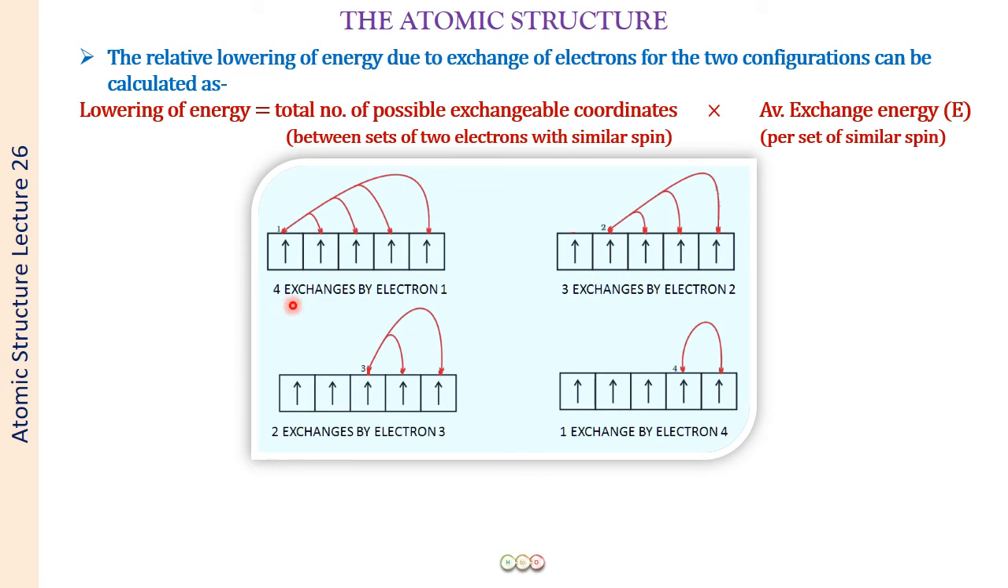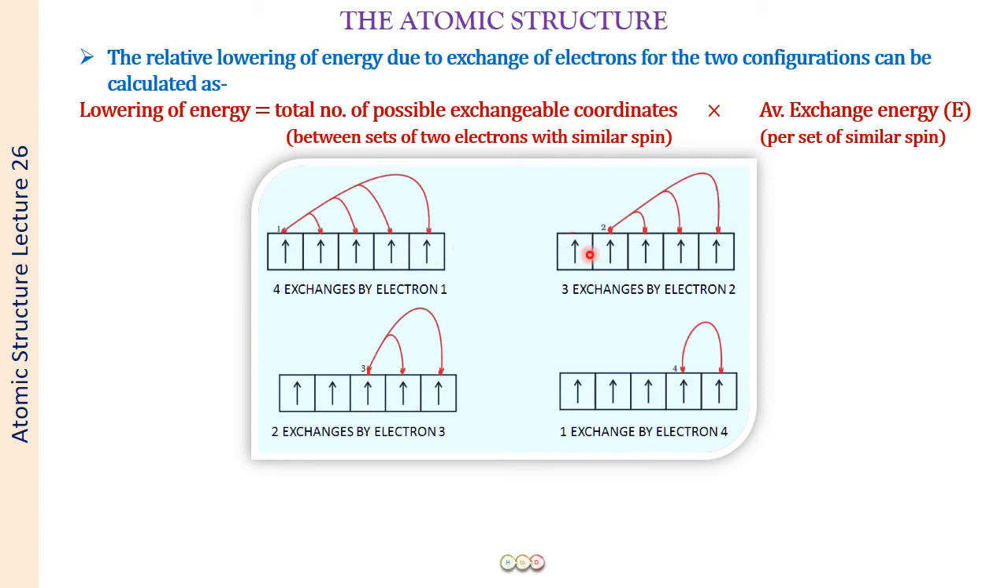So you can see in the diagram, if the orbitals are singly filled, right? This one electron can exchange its position with 4 electrons, right? So these are the 4 ways in which it can exchange its position. The first can go to the second place, it can go to the third place, it can go to the fourth place, it can go to the fifth place.